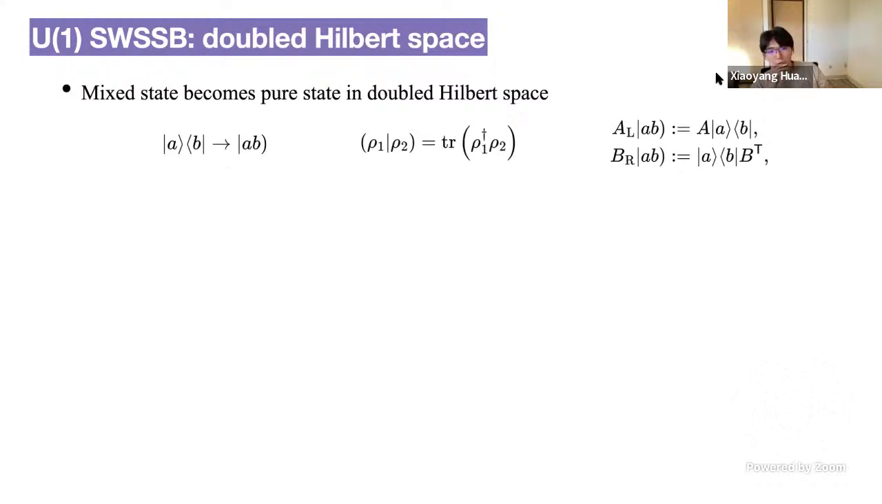Okay, so let's try to make a concrete example of this strong-to-weak SSB. The starting point is to frame this pure state in a doubled Hilbert space.